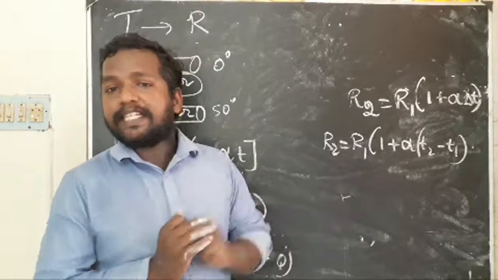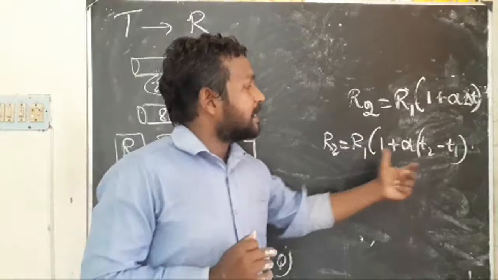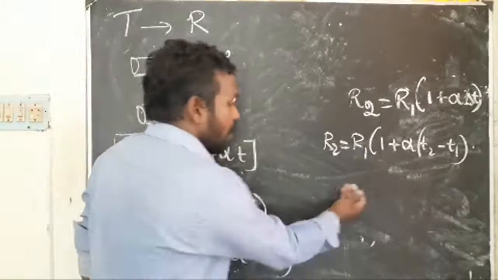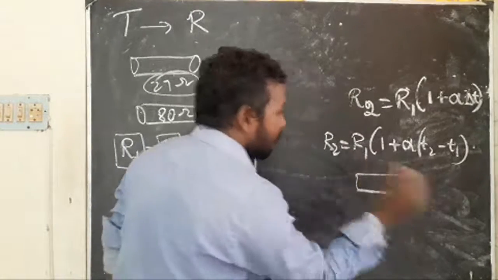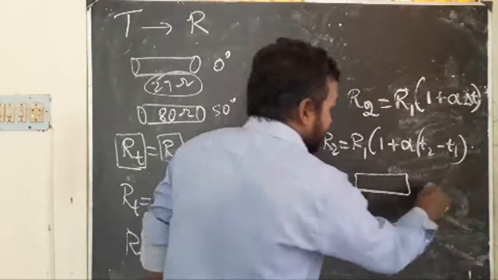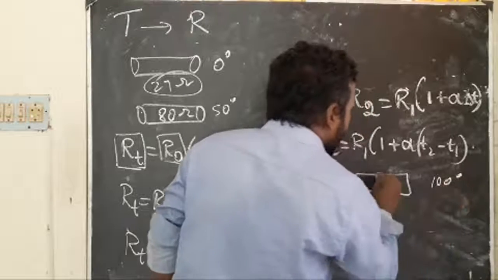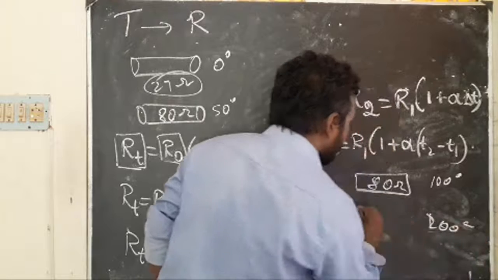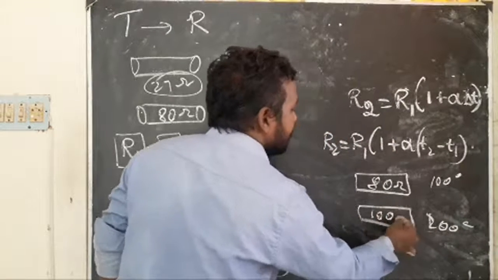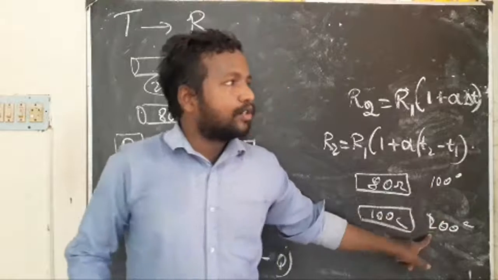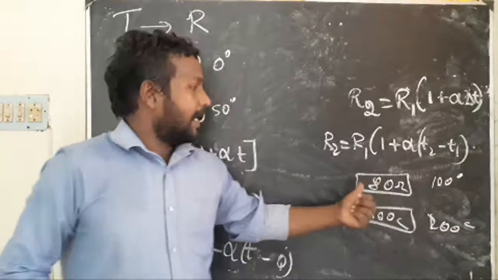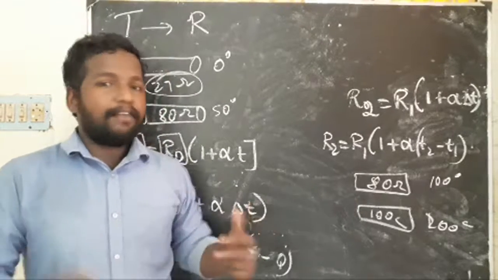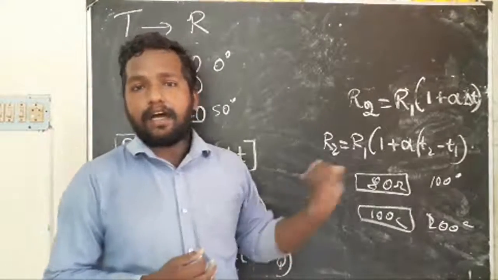This equation indicates the resistance at an initial particular temperature and the resistance at a final particular temperature. For example, initially they won't relate with 0 degrees Celsius: 100 degrees Celsius, 80 ohms; 200 degrees Celsius, 100 ohms. See here T1 is 100, T2 is 200, and R1 is 80, R2 is 100. Like that we can use this formula.